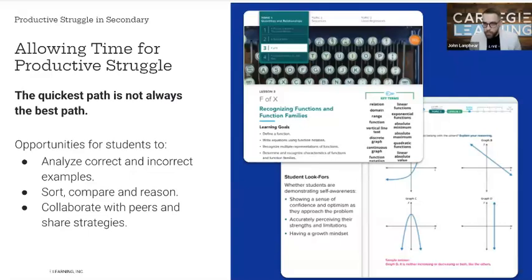really thinking about the opportunities you give them. And Glennon, you said it perfectly. Fast math is not better math. And I love that. And I hope that sticks with you because when you think about the opportunities we give to students, one of the big things is analyzing correct and incorrect examples so they can really critically think about the process and not just the answer. And other opportunities such as sorting, comparing, and reasoning.